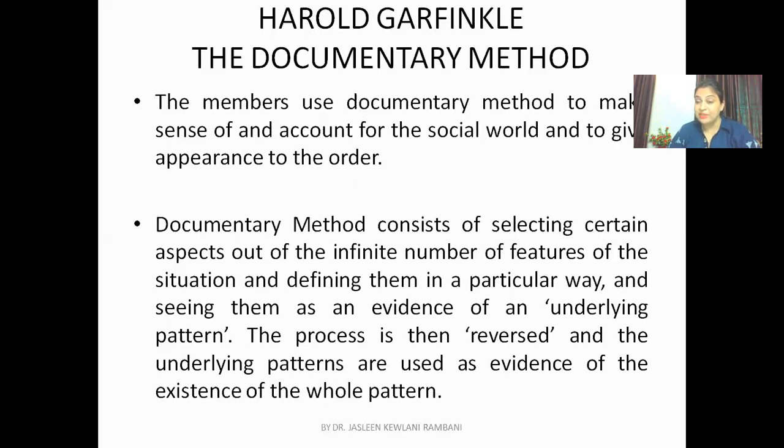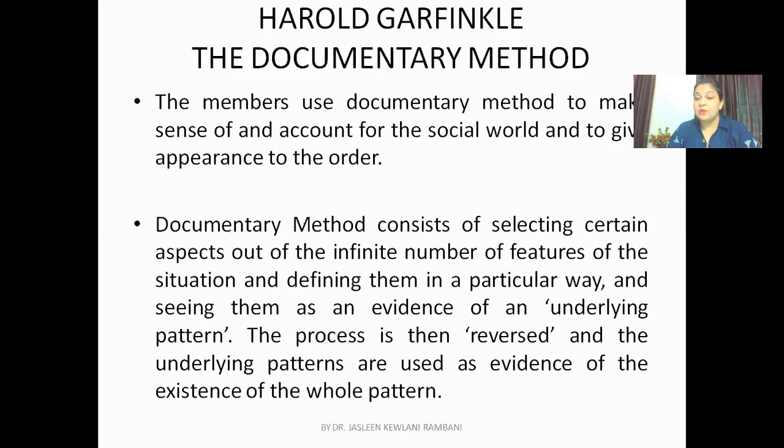Documentary method is a very technical method to be understood here, and I'll try to describe that so that you're able to understand what it implies. Documentary method consists of selecting certain aspects out of the infinite number of features of the situation. We'll take a pause here and try to understand this particular part of this method.